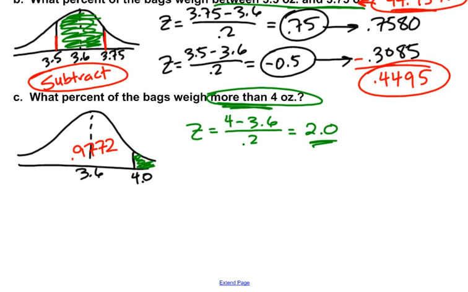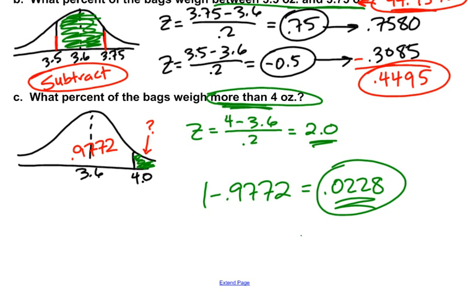Now again, that is the area to the left. We are concerned about the area to the right. So what we must do in order to find that is subtract that 0.9772 from 1. So we will say 1 minus 0.9772, and that gives us a value of 0.0228. So basically 2.28% of the bags of chips weigh more than 4 ounces. Not very many, but it does happen enough to say that it does happen. It's 2.28% of the time.